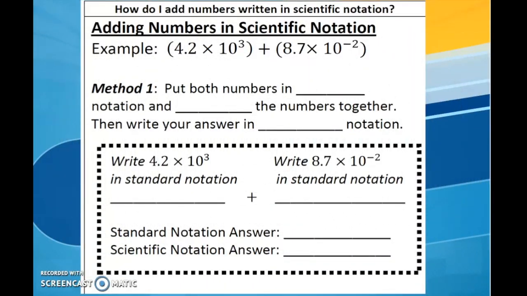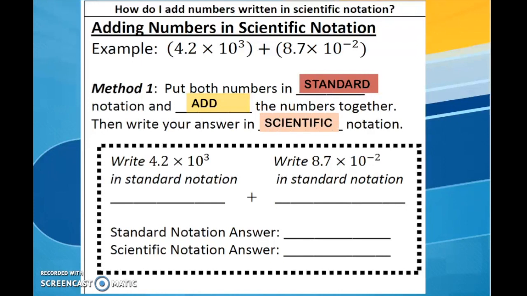Let's take a look at adding numbers in scientific notation. We're going to look at two methods on how to add numbers in scientific notation, and you get to choose which method works best for you. So the first method wants us to put both numbers in standard notation. And next we're going to add the two numbers together. Our final answer must always be in scientific notation.